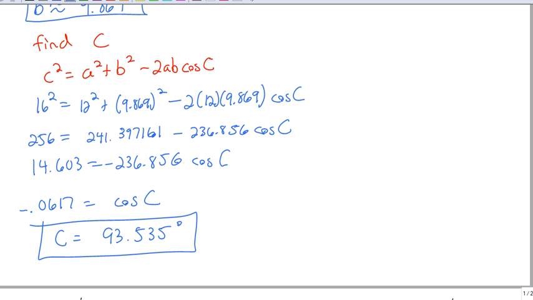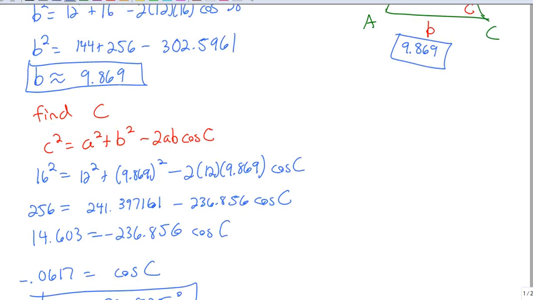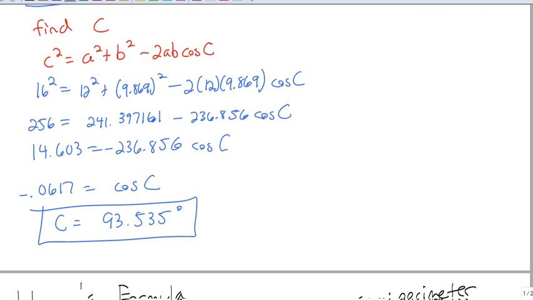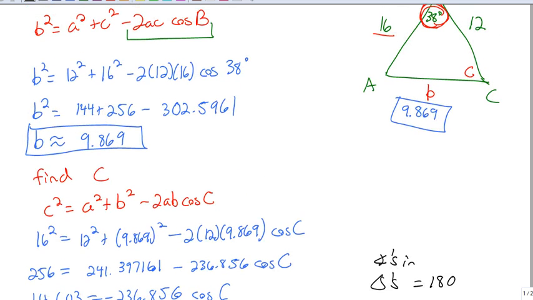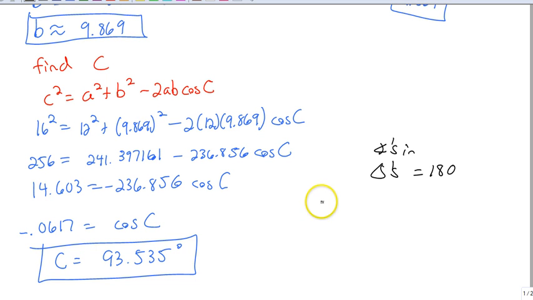So I almost found everything now. I have little b and I have big C. All I need is big A. Well, the good news is you guys should all know that the angles in a triangle add up to 180. So we know that the three angles should add up to 180. We already know angle B is 38. Angle C is 93.535. So we can do angle A equals 180 degrees minus the 93.535 and minus the 38 that was given to us at the beginning.